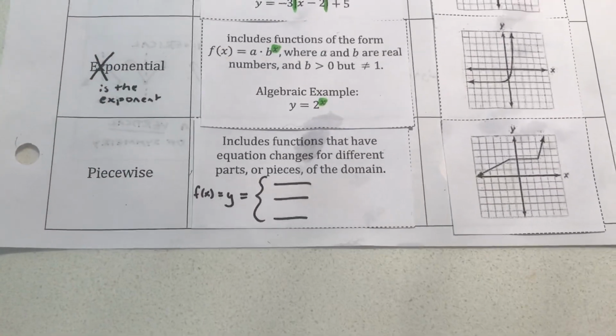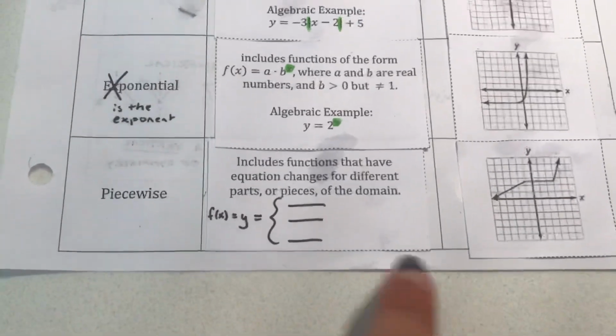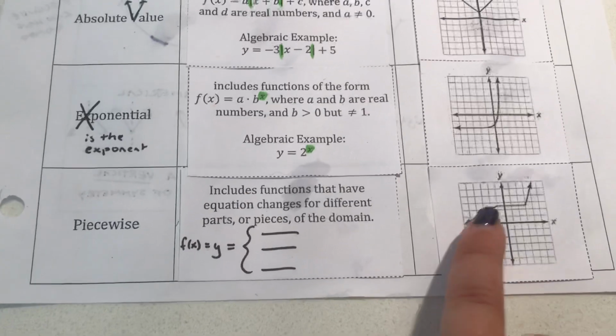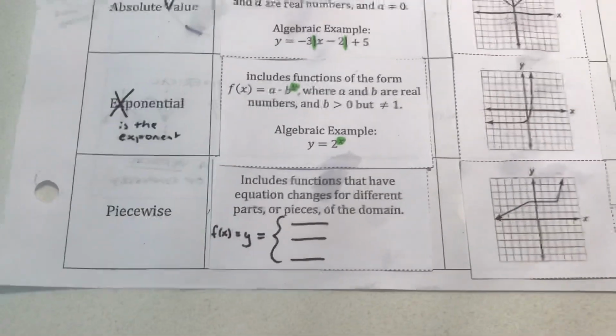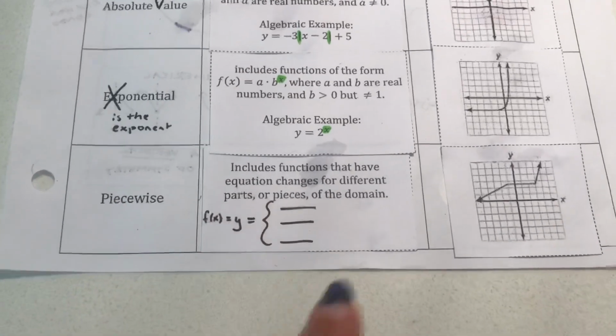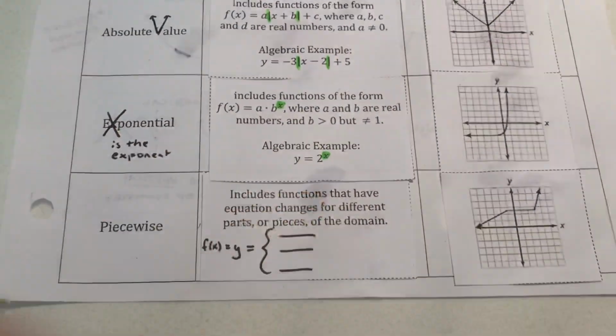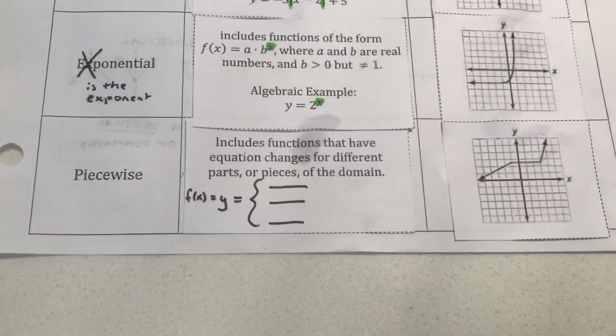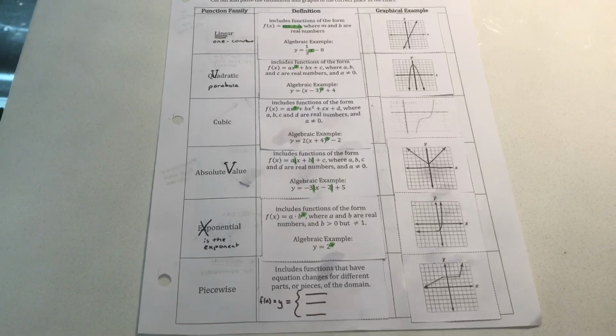Finally, we have piecewise. Piecewise is characterized by a graph that's broken into different pieces following their own rules. You will see an equation that has different rules set up. So these are what you're going to need to know, the key features and the shapes of the graph.